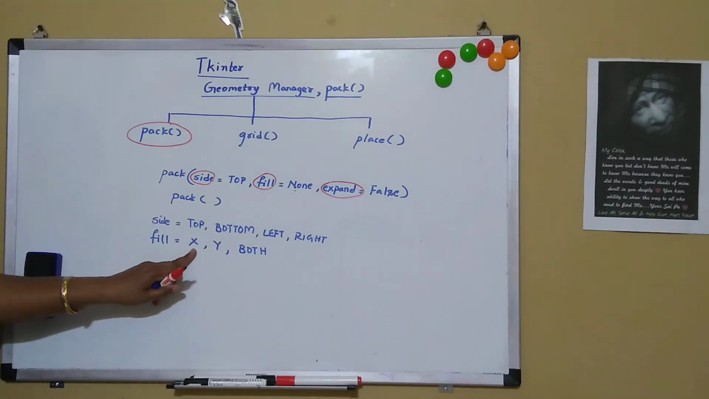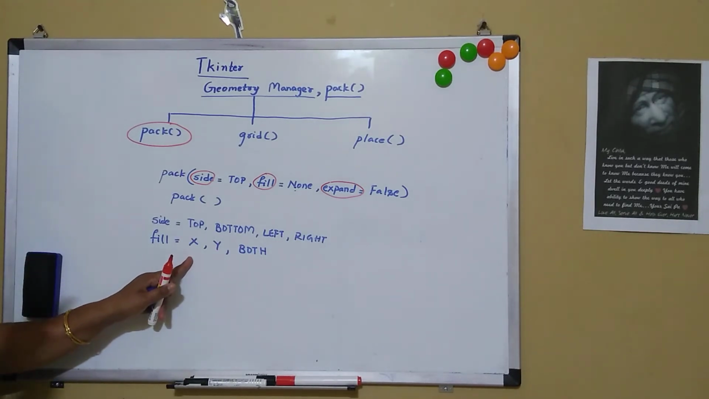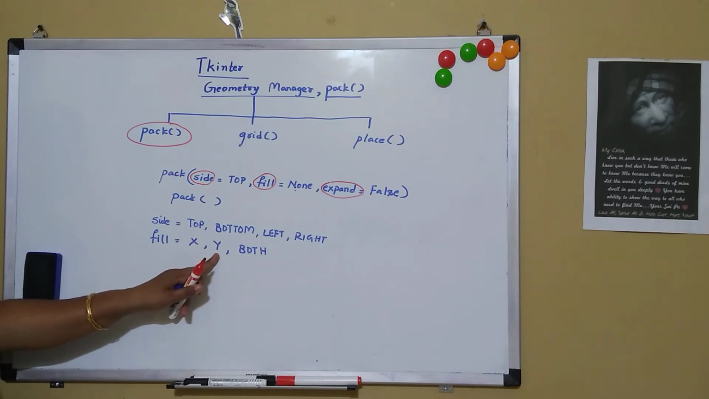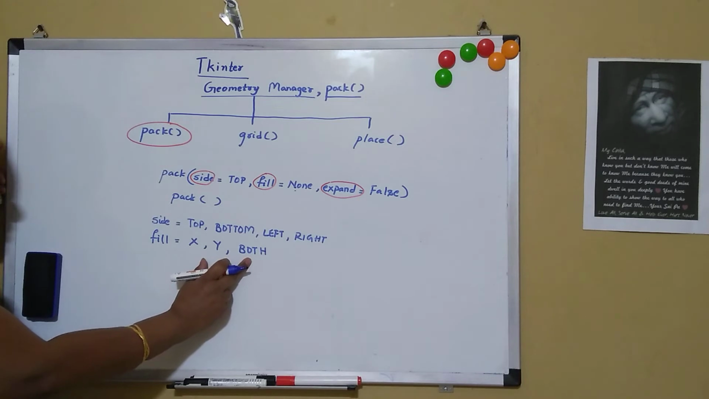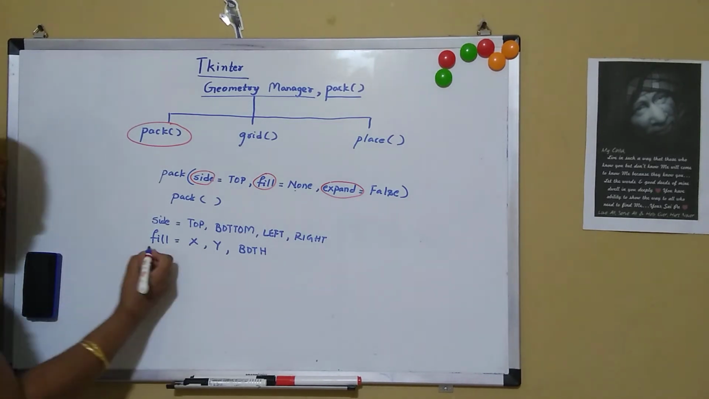If it takes X, it will fill the widget horizontally. If we specify Y, it will fill the widget vertically. If we specify both, it will fill both horizontally and vertically.